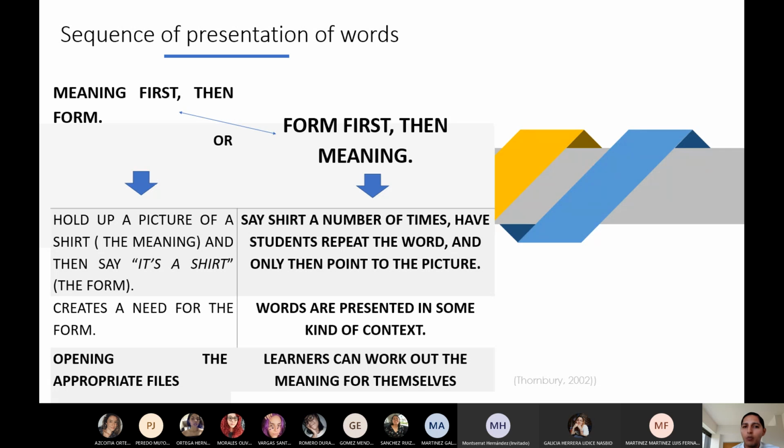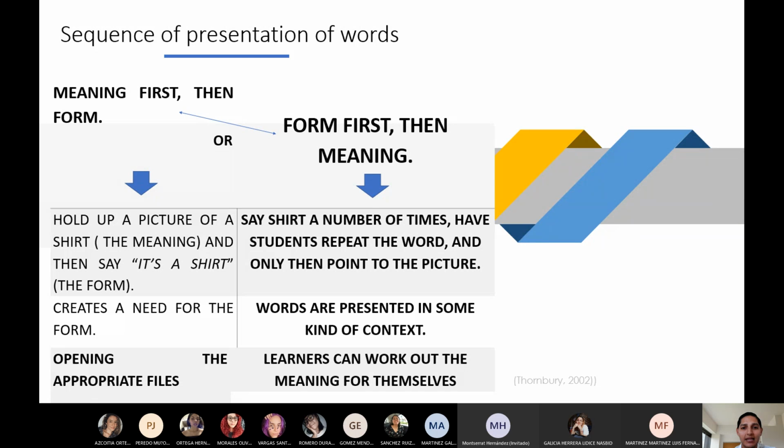And you go the other way around. You say shirt a number of times. You have students repeat the word, such as the audiolingual method, and point to the picture, okay? After repeating the word with a couple of drills, you show the picture of a shirt. In this case, words are presented in some kind of context.